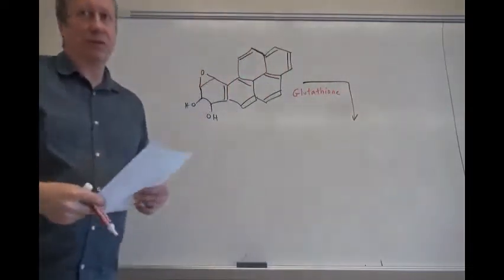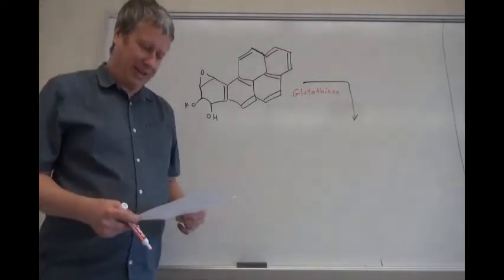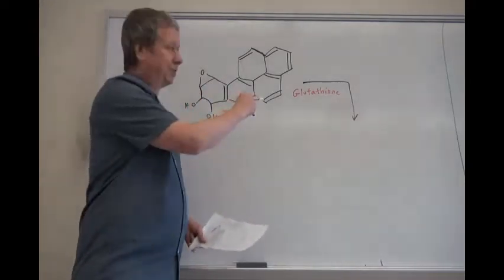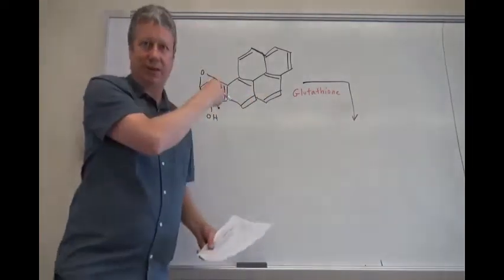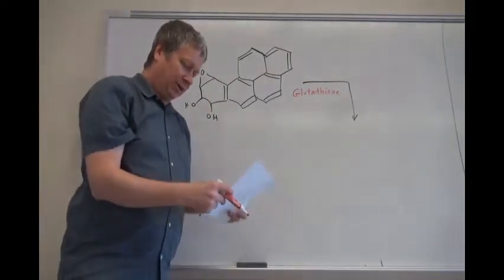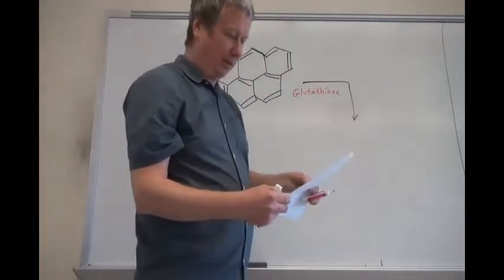Glutathione is sort of what we call a nucleophilic scavenger. A nucleophilic scavenger, so like a nucleophile that's in your body that's supposed to destroy stuff like this, because this is so detrimental to you. And what is glutathione? So glutathione is a small peptide.